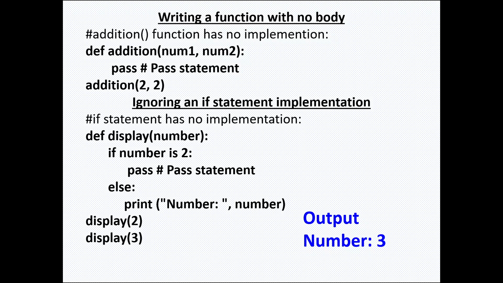In the second example, we display the number using the pass statement within the if statement. If the number is 2, then the execution passes. Otherwise, it displays the result. This is the pass statement. Thank you.